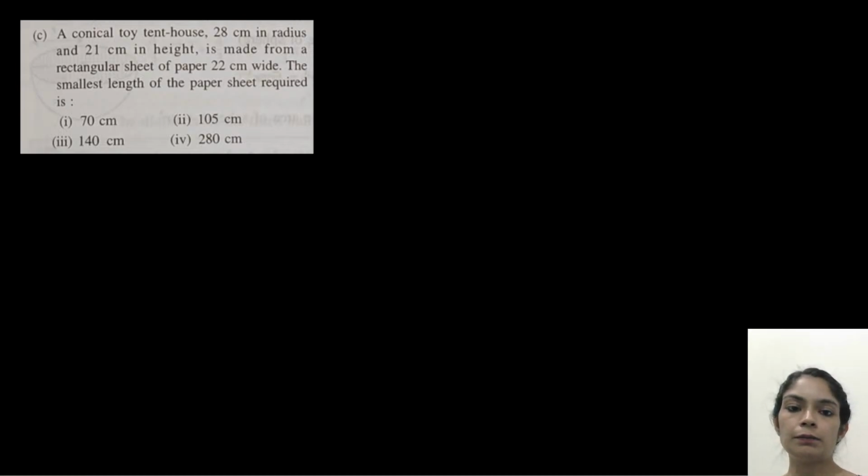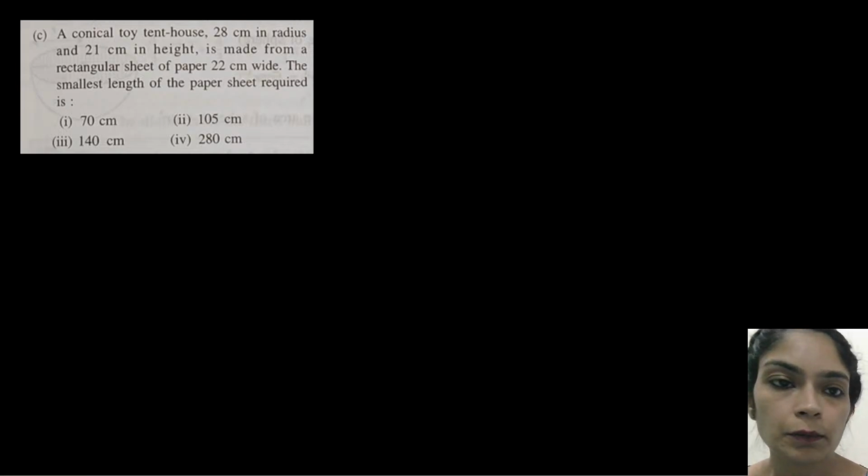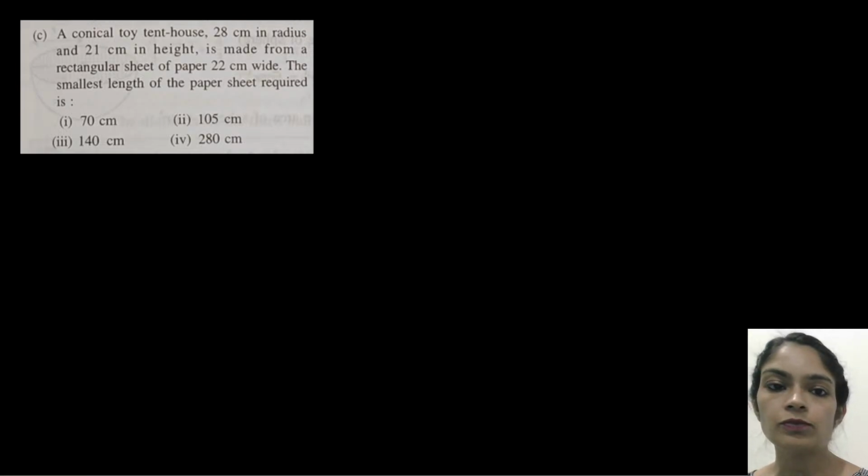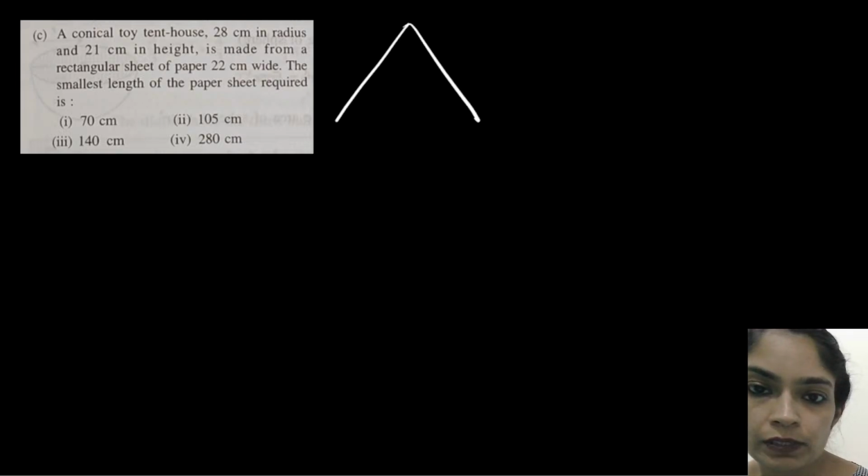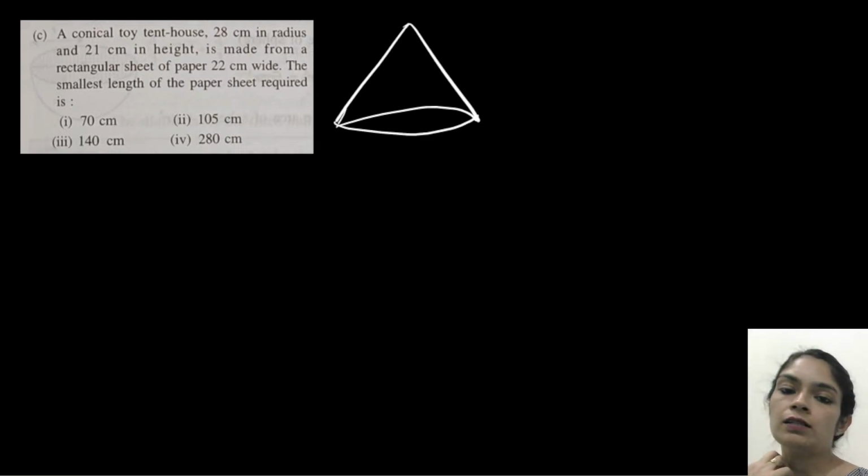Third MCQ. Here we have to do a little bit of working out because some numbers are given to us. First of all, let's see what is given to us. A conical toy tent house: some tent has to be made. You can imagine the tent, it will look like this. The base will be like a birthday cap, open from below.